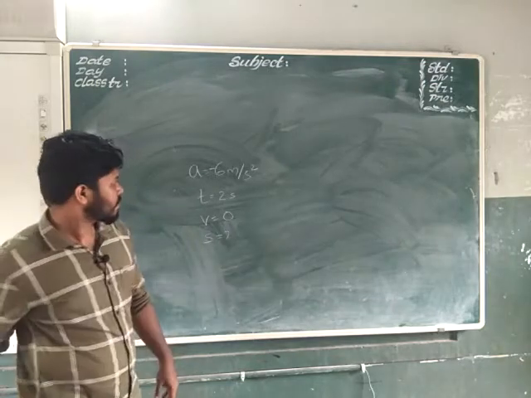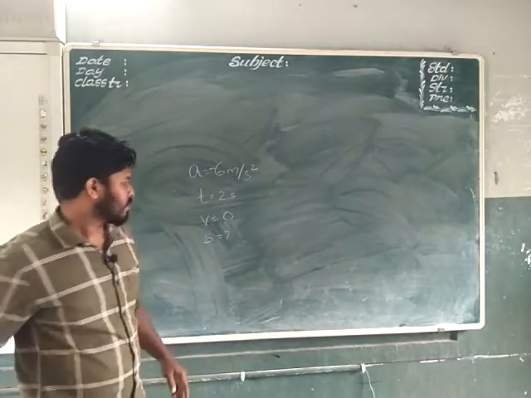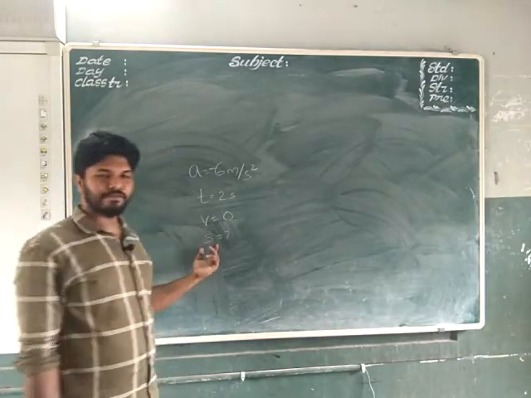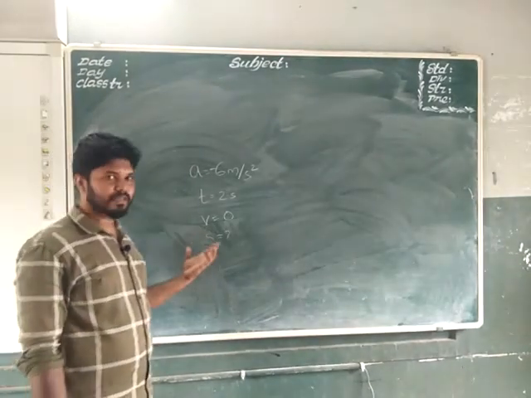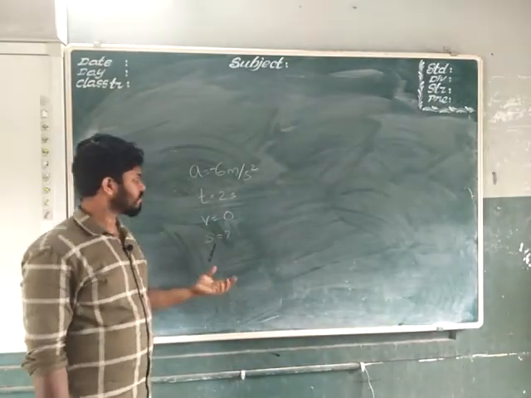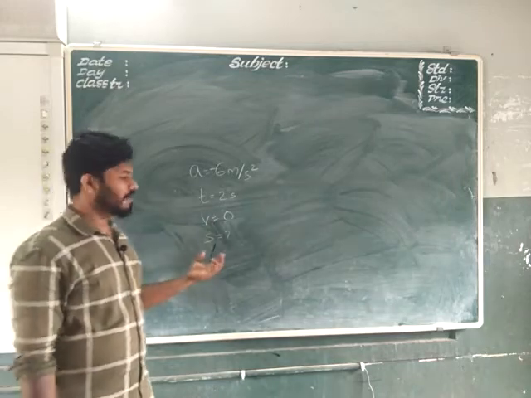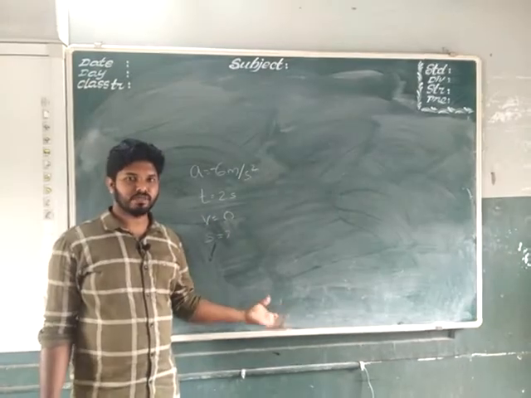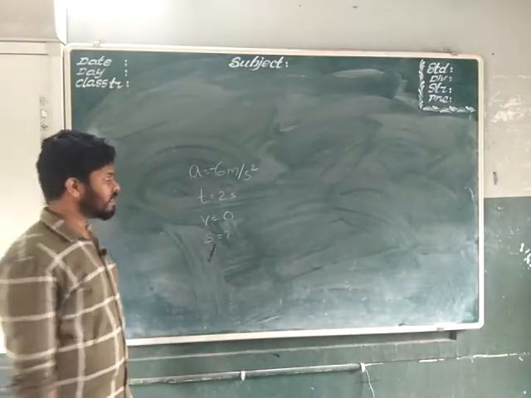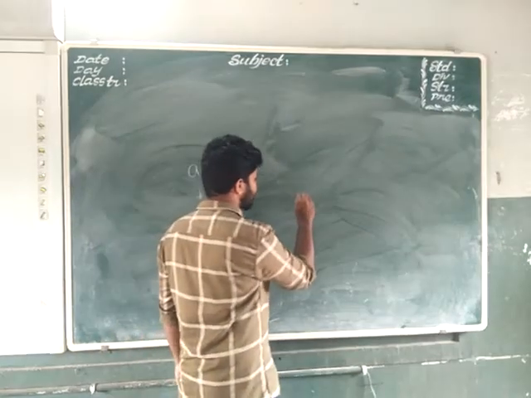So here, in this question we have two equations for finding the distance: S equals ut plus half at square, but u is not given here, or we have the equation v square minus u square equals 2as. Anyway, we have to find the initial velocity, isn't it? So we have to find the initial velocity.